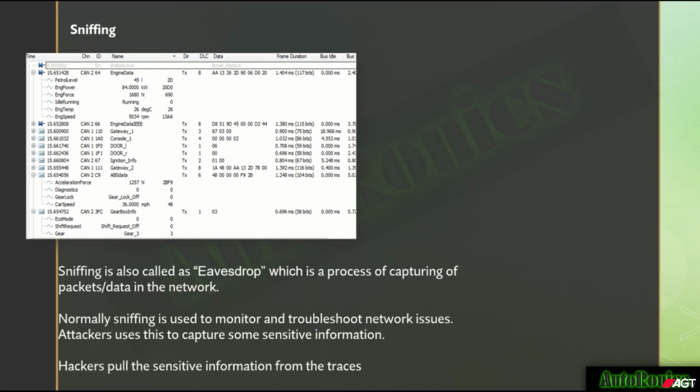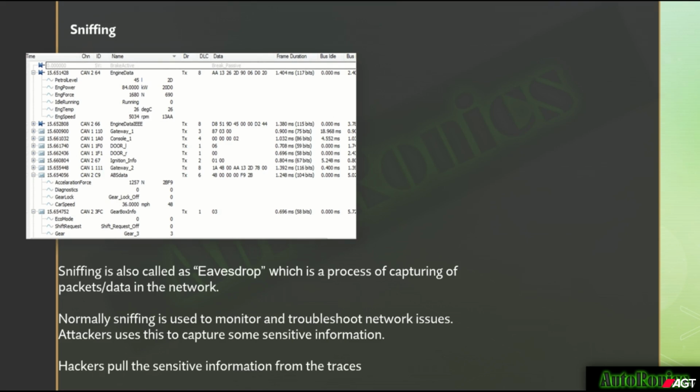Basically, sniffing is also called eavesdropping, which is the process of capturing packets or data in the network when it comes to IT. Normally, sniffing is used to monitor and troubleshoot network issues, but attackers use these tools or methodology to capture sensitive information from the vehicle or the component in automotives. Hackers want to store this information so they can use it for analyzing or come up with some plan to attack the vehicle.